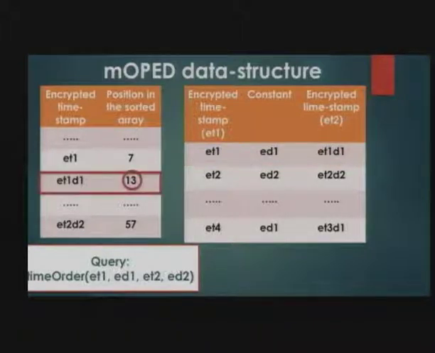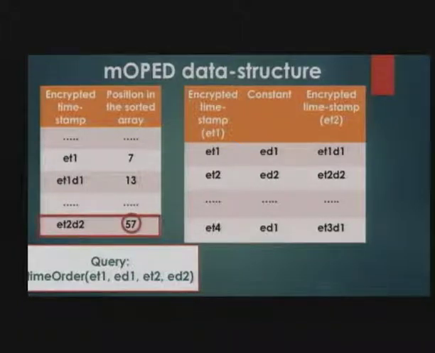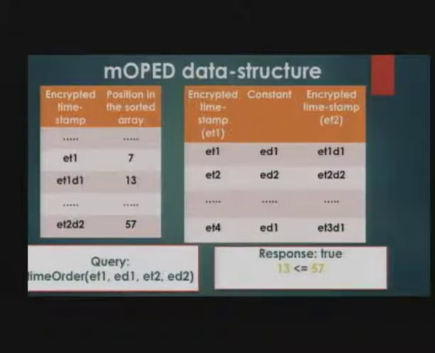Now I use that as the key to look in the left data structure, and we get the position 13. That means in the sorted array, it's in position 13. I do the same for ET2 and ED2 and get the position 57. Since 13 is less than or equal to 57, I can safely say that my response to this query is true. Any questions? This can be a little tricky. The tricky part is the first part, the data structure on the left.